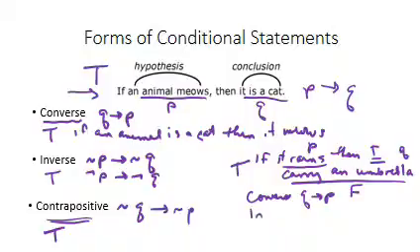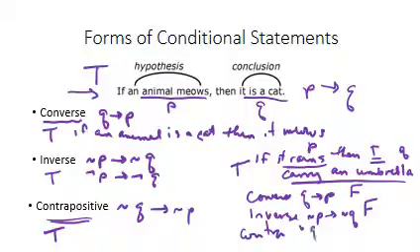Let's think about the inverse. Not P implies not Q. So if it doesn't rain, then I don't carry an umbrella. Well, think about this. It's very similar to saying the converse here. If it's not raining, then I'm not carrying an umbrella. Well, maybe I am carrying that umbrella because it's too sunny. That's false.